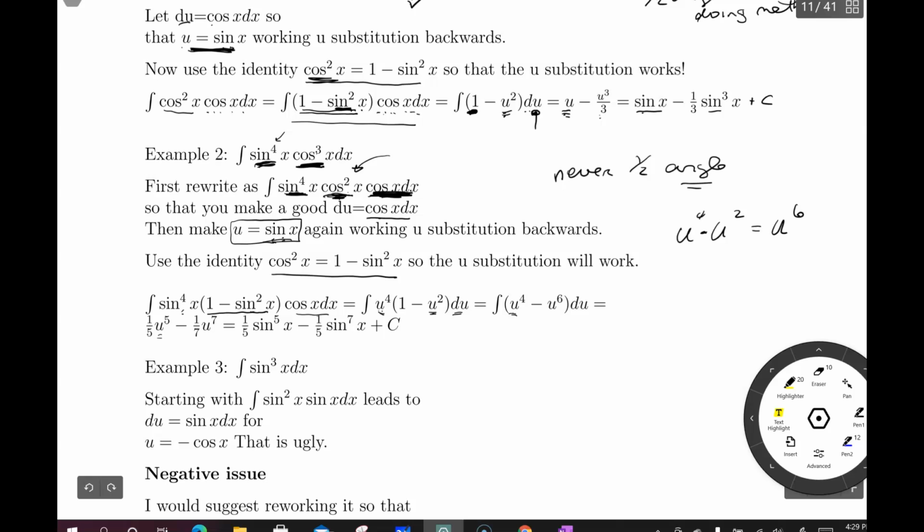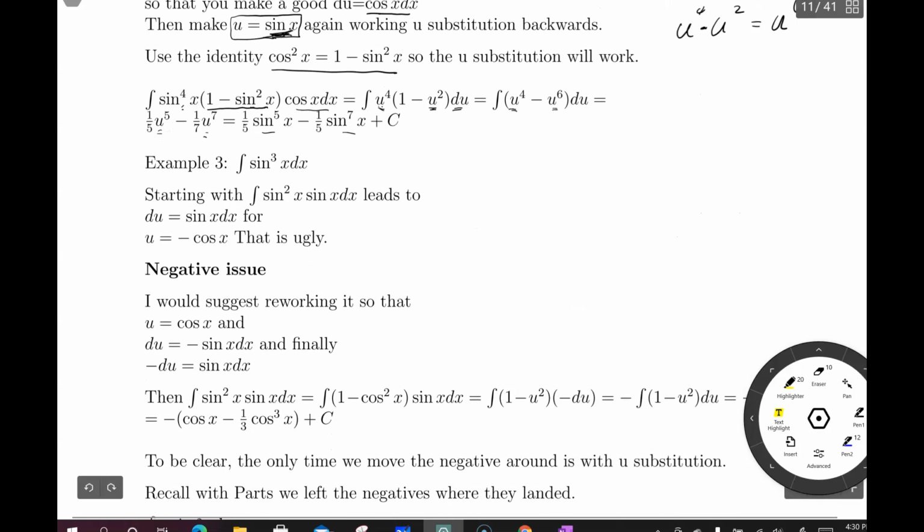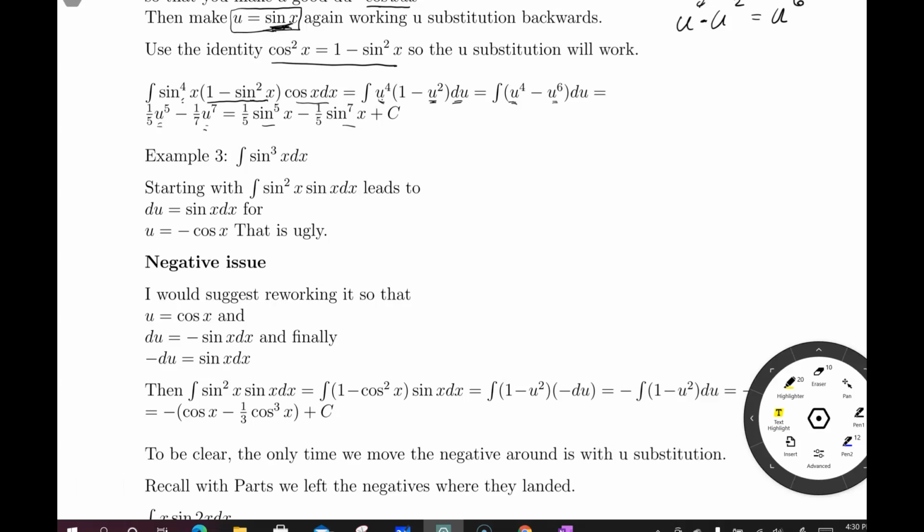So this gives me 1/5 u to the fifth, 1/7 u to the seventh, and I put the x's back in, right? Put the sine of x back in. So this has to be written out so you know what your u is equal to and what your du is. All right, let's move on to sine cubed.